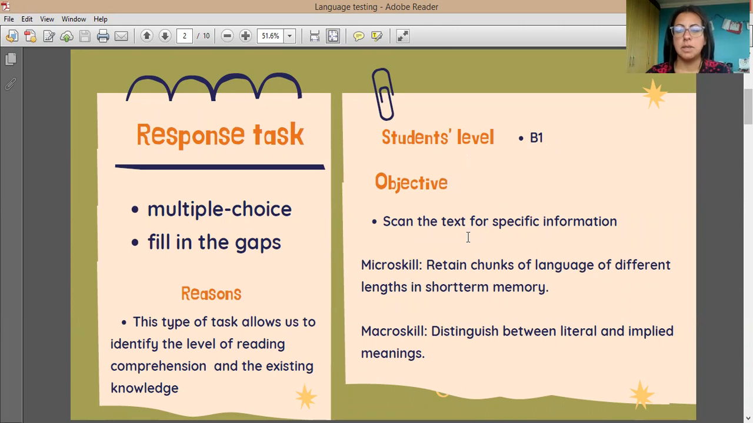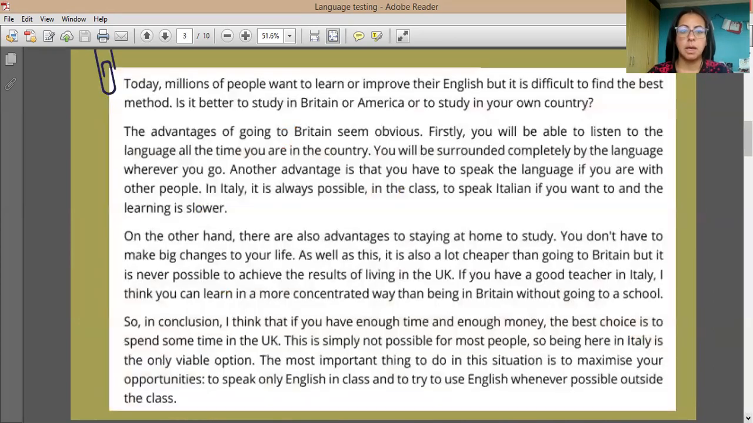The objective is to scan the text for specific information. And also based on the guide, I selected these micro and macro skills. So the micro skill is to retain chunks of language of different lengths in short-term memory, and also to distinguish between literal and implied meanings. So this is my objective.